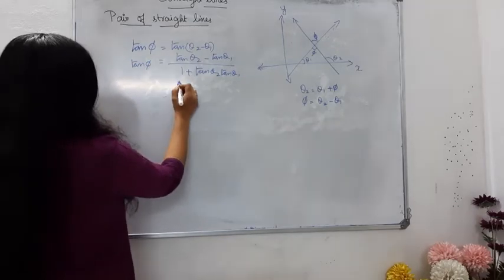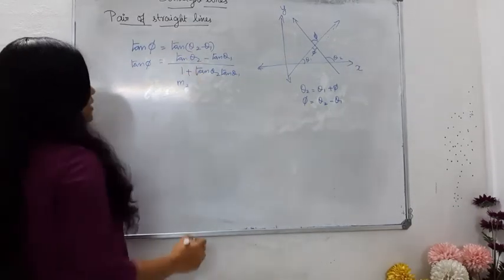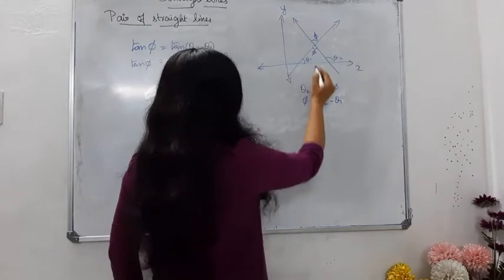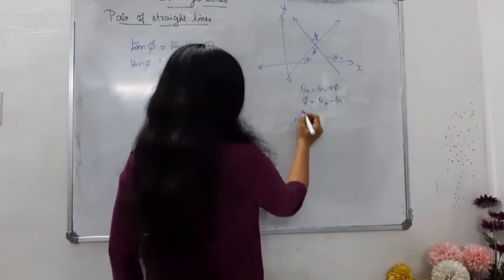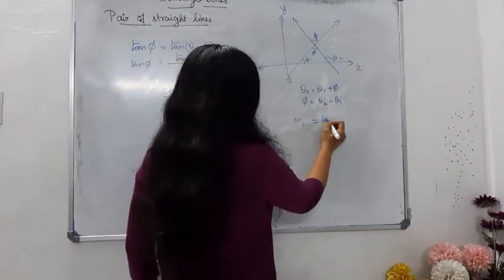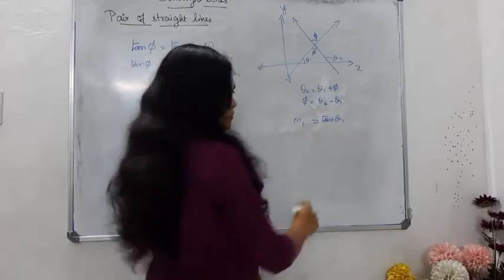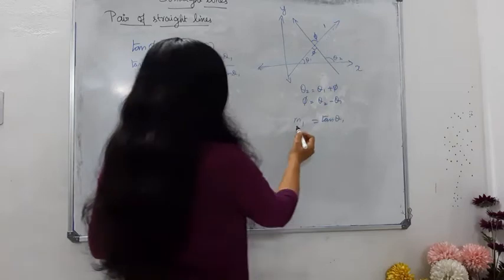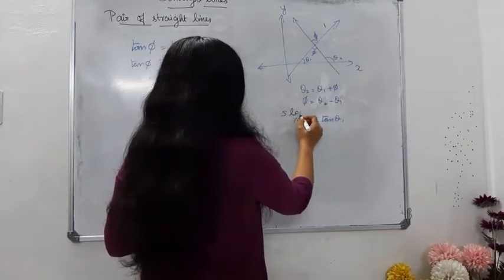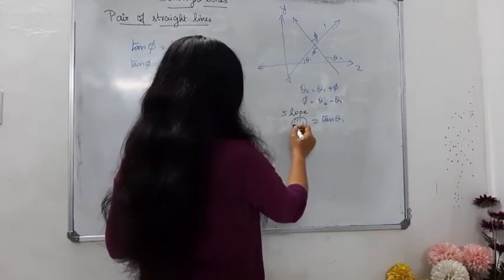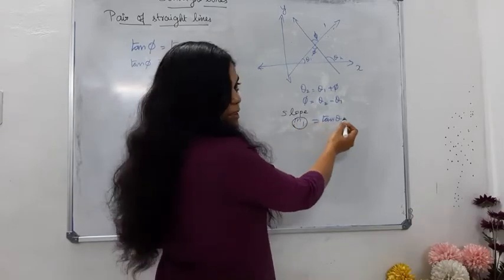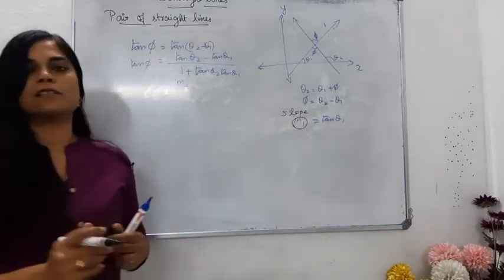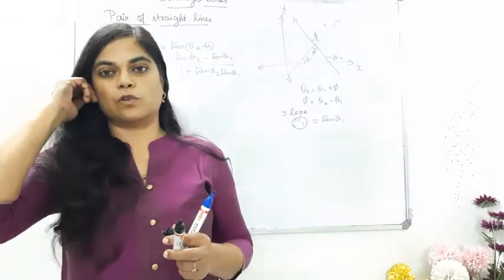Tan phi is equal to m2. What is tan theta 2? Tan theta 2 is the slope of, first, tan theta 1 is the slope of the line m1. What is the line? First line. The slope of the first line is designated by a letter m1, and it is equal to tan theta 1. What is the slope? Tangent of the angle of inclination is the slope.